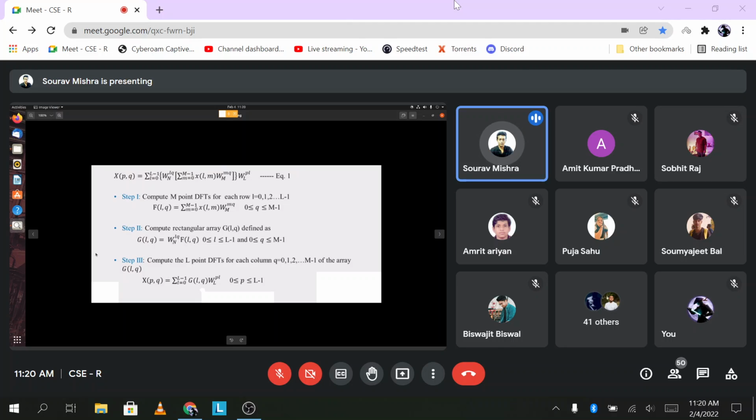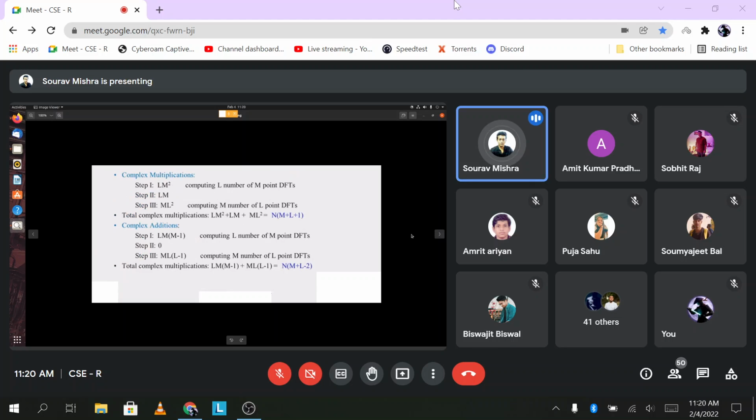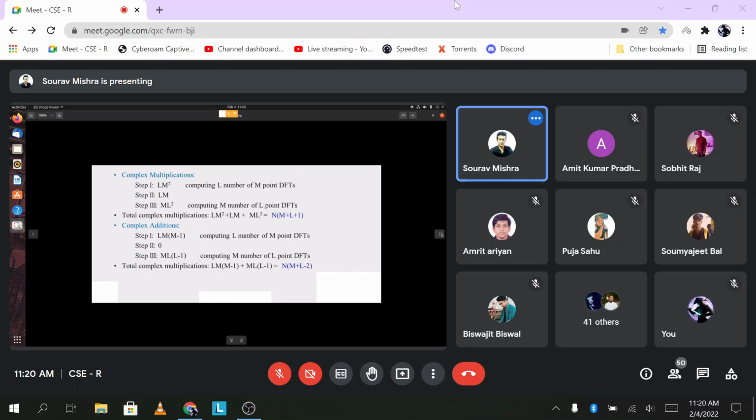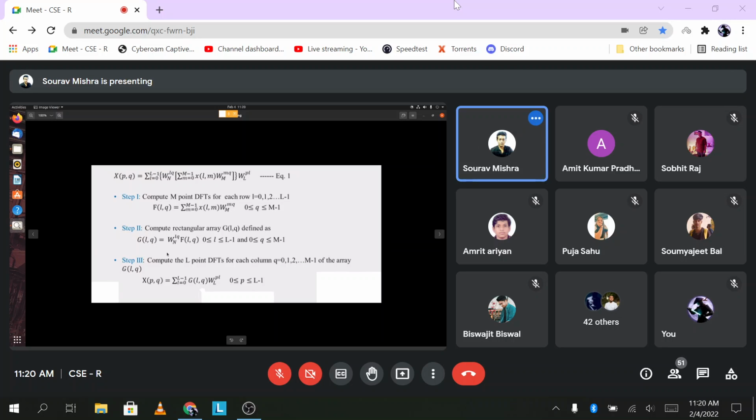Then you take a look at step 2. How many multiplications are happening here? Here only one. The m point DFT that you are getting here, you are storing it as f of LQ, and in the g of LQ calculation, you are multiplying w of n to the power LQ with this expression. So what is the cost of computation? If L signifies the number of rows, and M signifies the total number of columns, the number of multiplications required here is Lm.